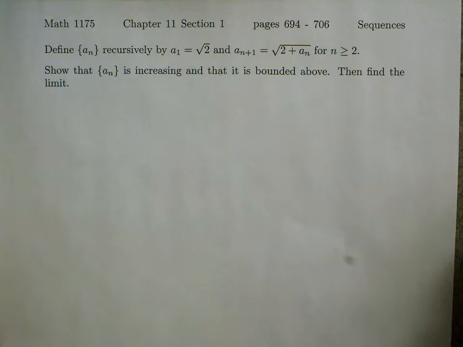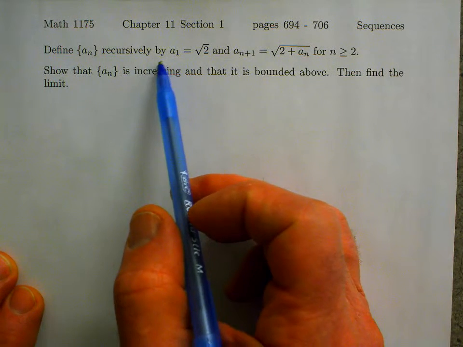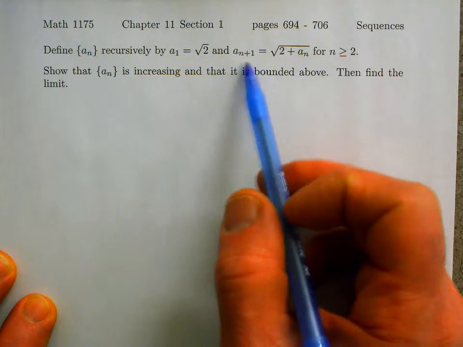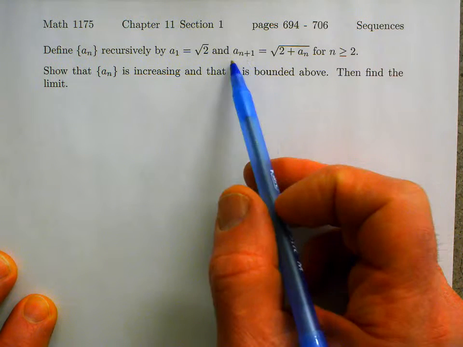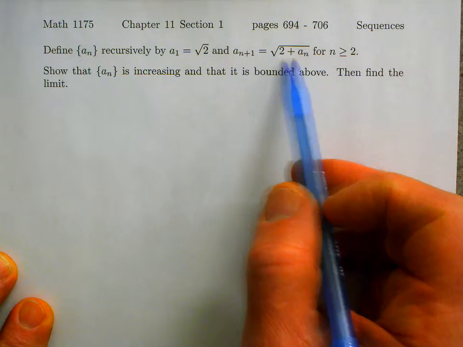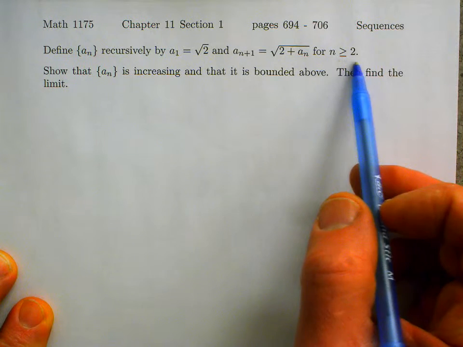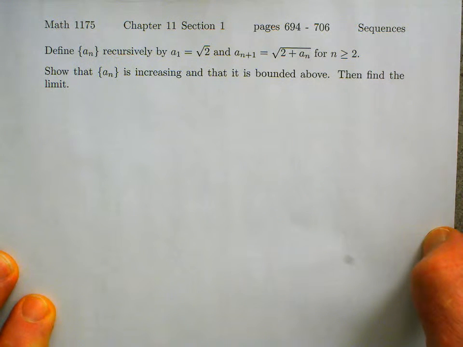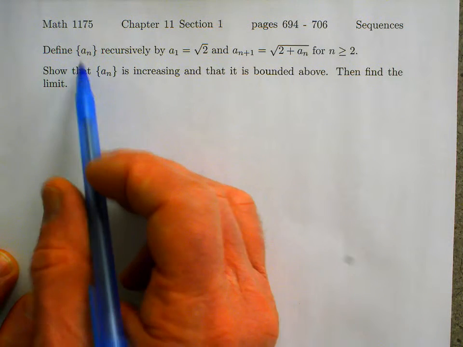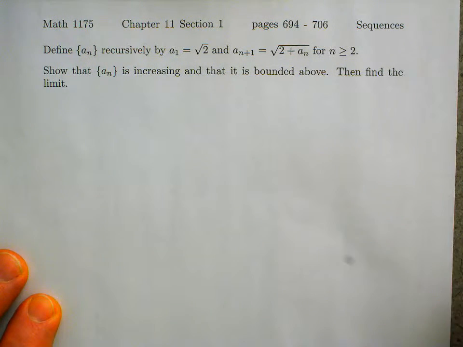We define a sub n recursively by the following. A sub 1 is the square root of 2, that's the first term. And then every other term in the sequence, in general, a sub n plus 1 is equal to the square root of 2 plus the previous term, a sub n, for n greater than or equal to 2. So we want to show some things. We want to show that this sequence is increasing and that it is bounded above.